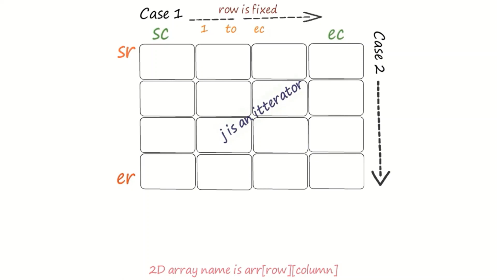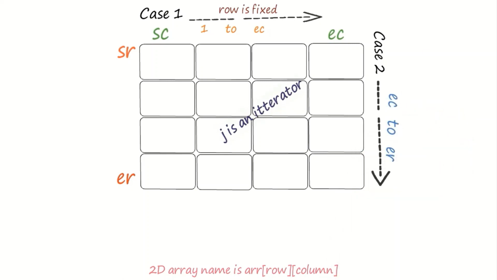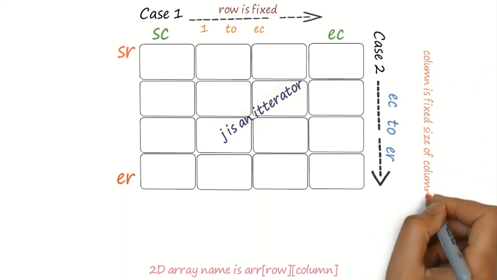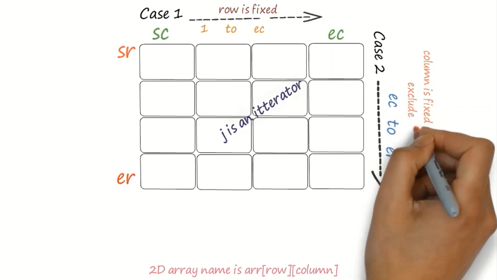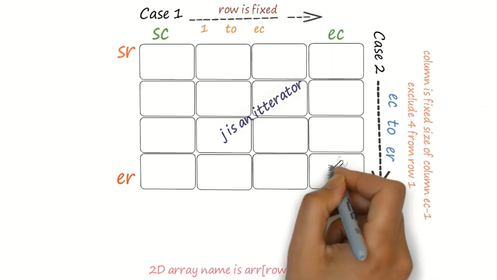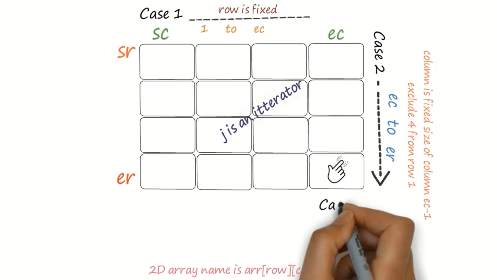Now for case 2, it is very interesting. This for loop will iterate from SR to ER, meaning here the row is changing but the column is fixed. But what should be the column? Here the column is EC minus 1. Try to remember, we have already printed the fourth element of the first row, so it should be omitted. Therefore we have EC minus 1.